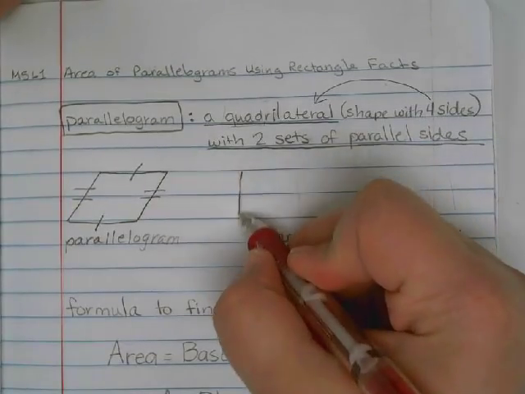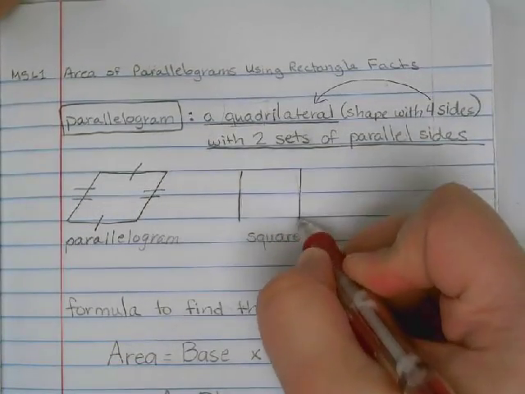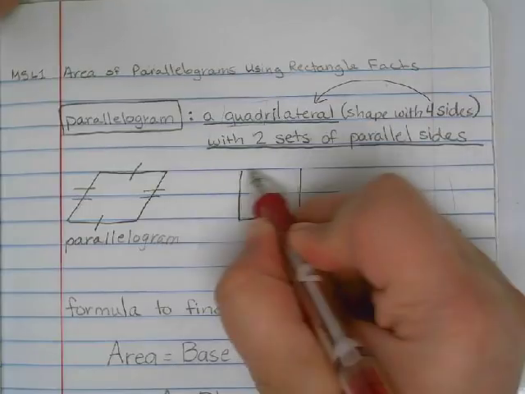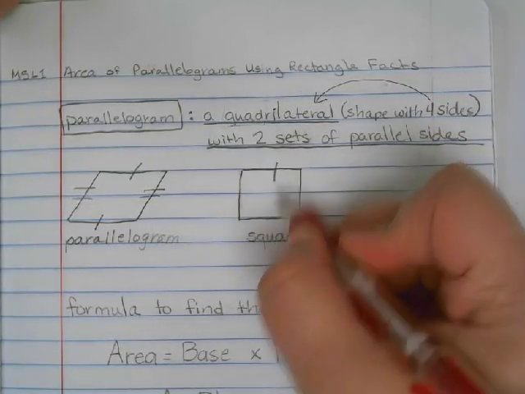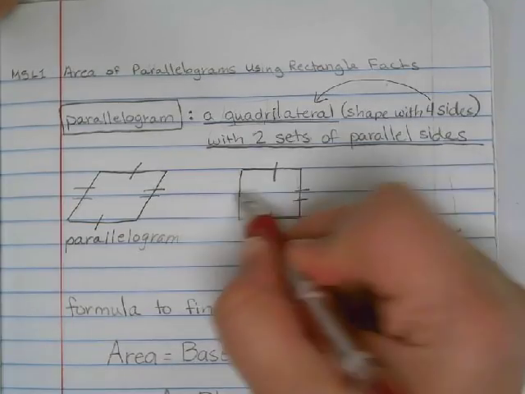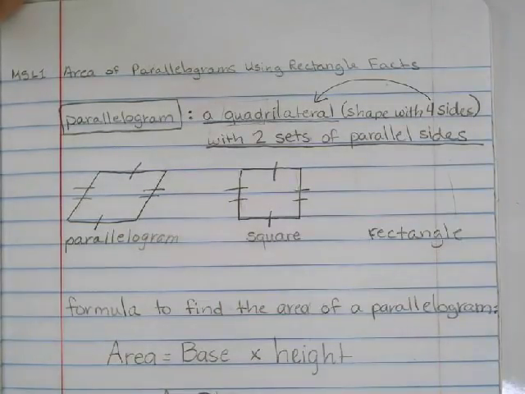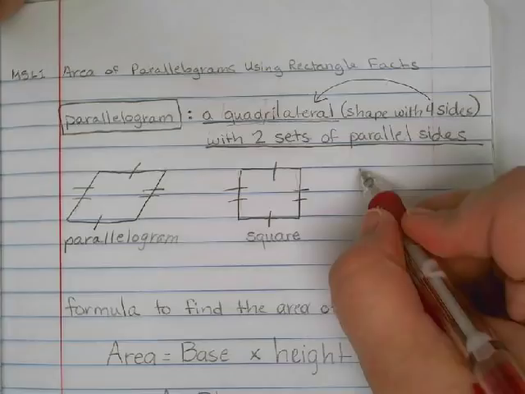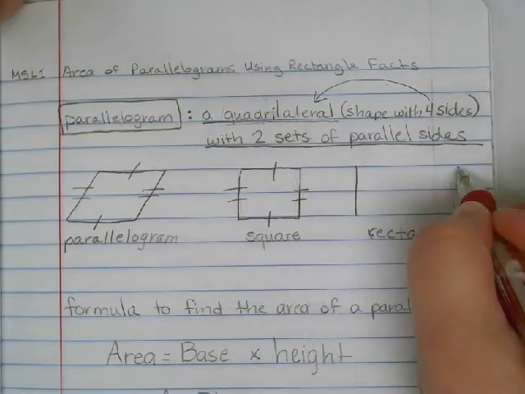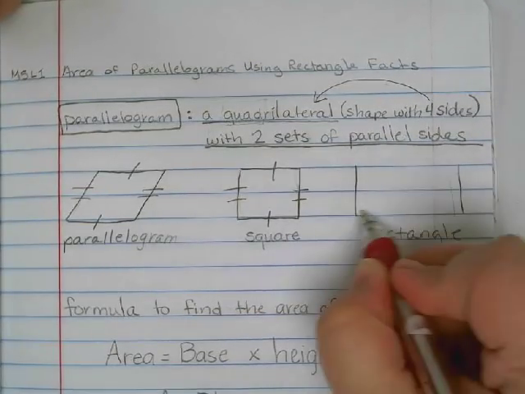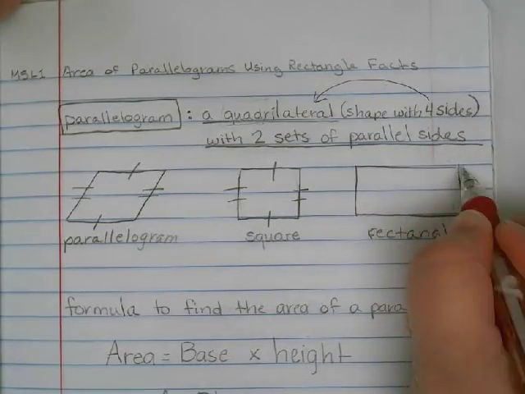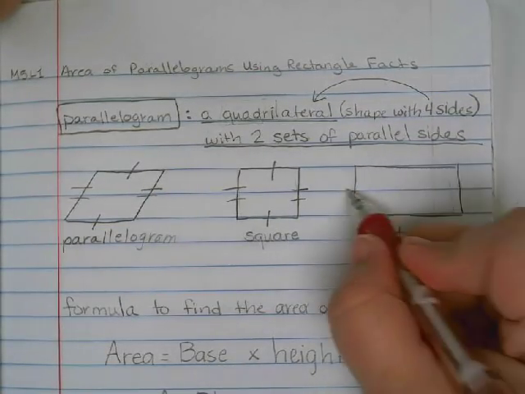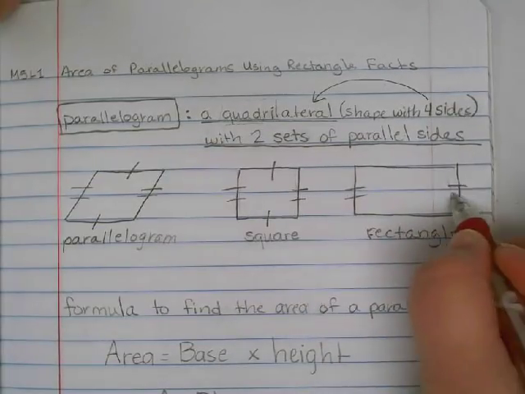The next shape is a square. Remember, a square, all sides are equal. And again, a set of parallel lines and a set of parallel lines. And finally, a rectangle. A rectangle has opposite sides that are the same measure and are parallel.